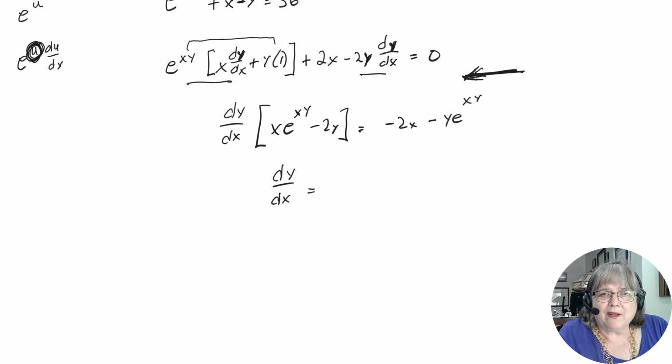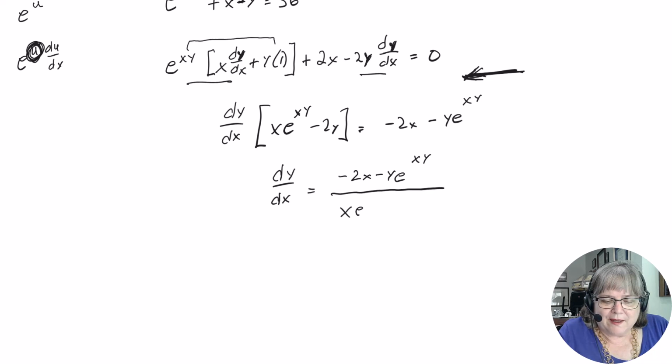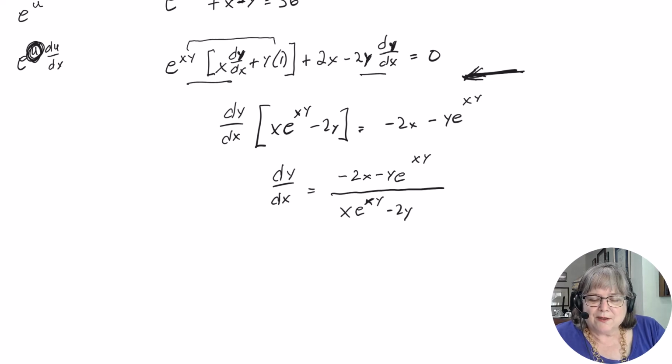This is what's nice about a video, you can stop me anytime you want to. Can't really do that with your teacher when it's live. All right, so you'd have minus 2x minus y e to the xy all over x e to the xy minus 2y. And I know it's really tempting to try to cancel something out of here, but there's nothing in common to factor out. So there's nothing in common that you can cancel because you have to have factors to cancel.